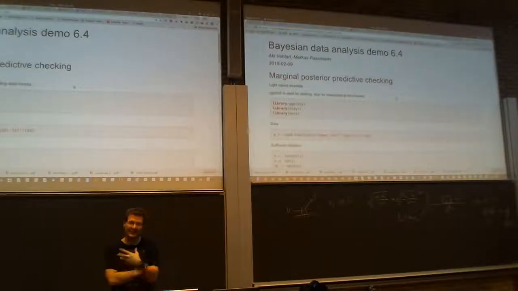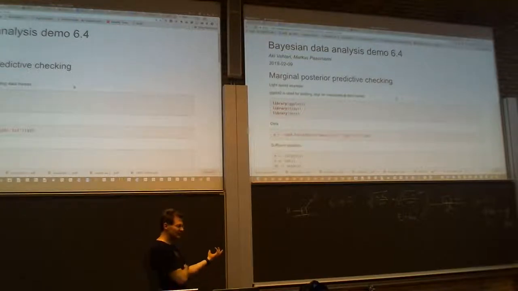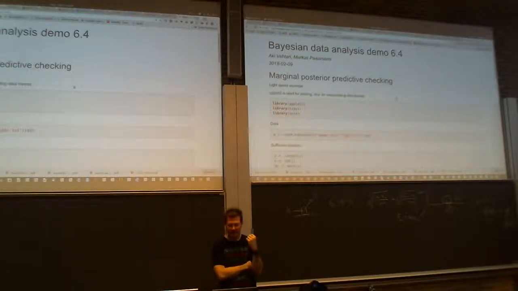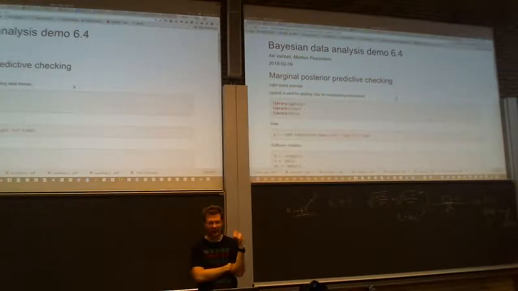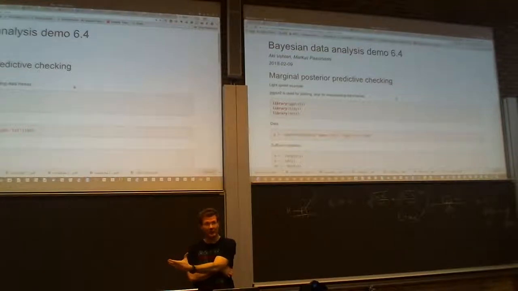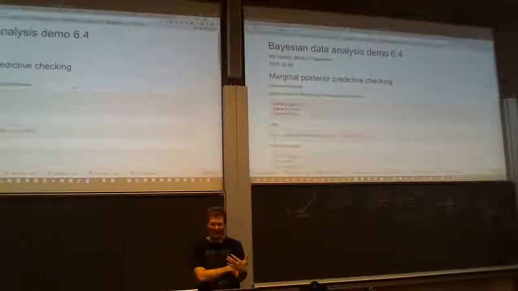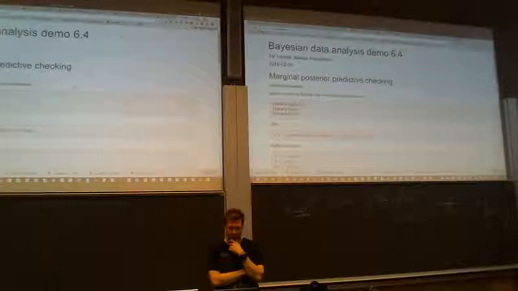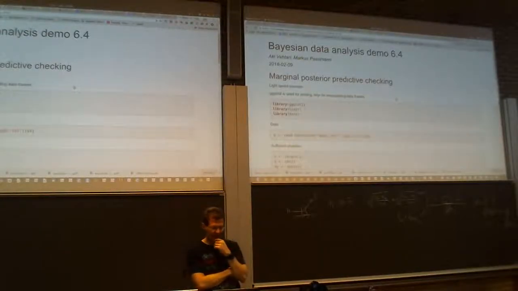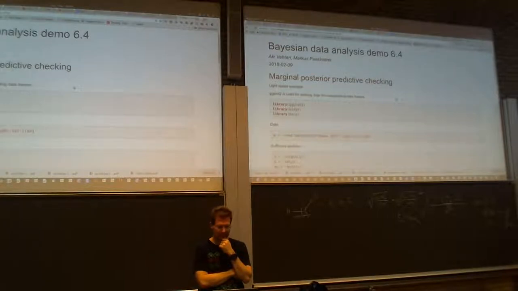And only if the test statistic is well chosen, we can see these problems. And it's also more likely that we see these problems, especially when we have a small number of parameters and more data. The cross-validation divides the data in two parts so that we use some part of the data to fit the model and other parts to test the model. And we can use it also then in this predictive checking.